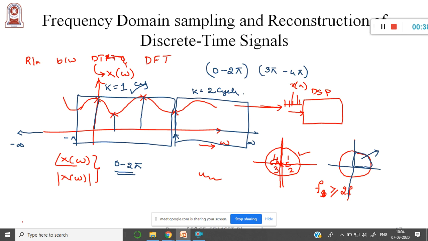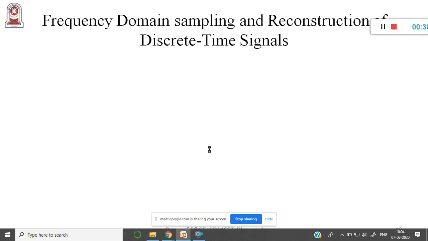This is where I try to sample each one of the signals, right? So now you know what the DTFT equation is: X of omega is equal to the summation from n equal to minus infinity to plus infinity of x of n into e to the power of minus j omega n. So this is my DTFT equation, right?